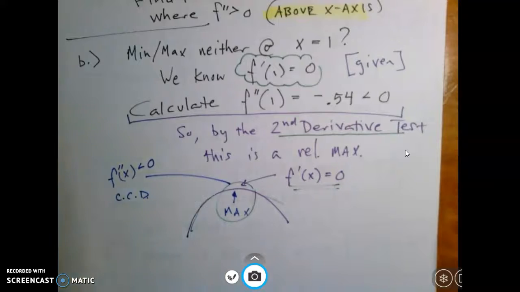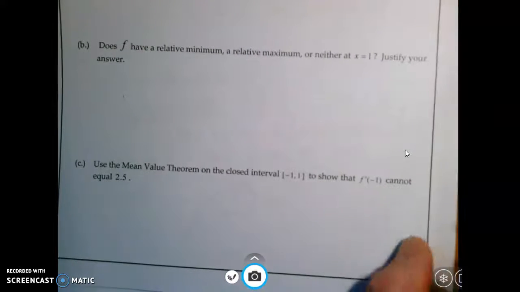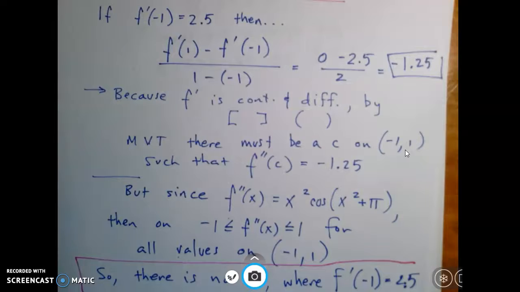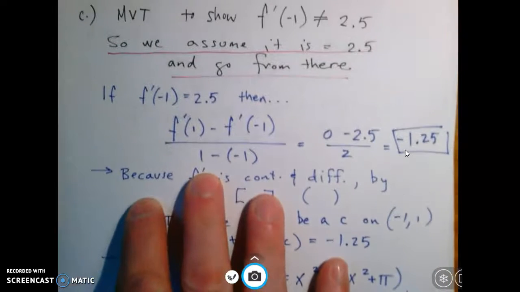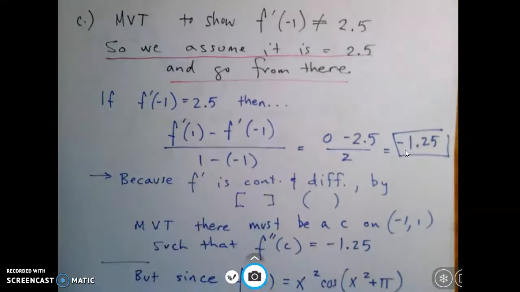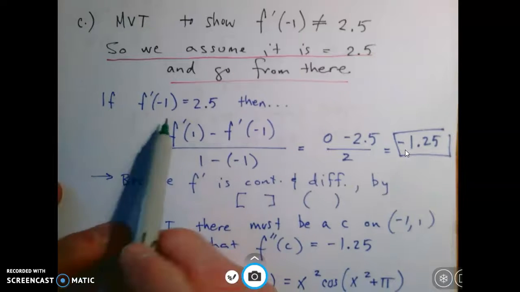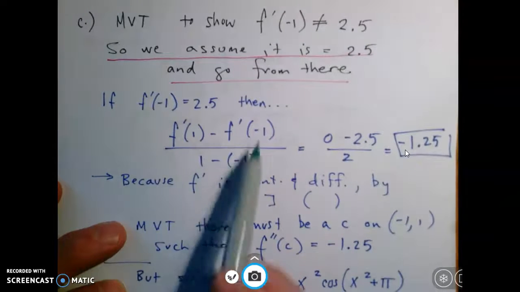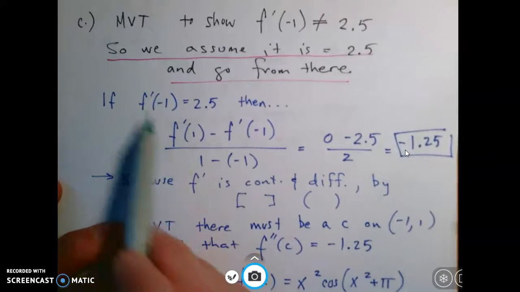Okay. Part C is a little more involved. Use the mean value theorem on the closed interval to show that f prime of -1 cannot equal 2.5. So what we need to do here is, if we're saying it can't equal 2.5, then we're actually going to try to assume that it is 2.5. All right, and go from there. So what that means is we first set it equal to 2.5. We then find the average rate of change. We're talking about f prime here.